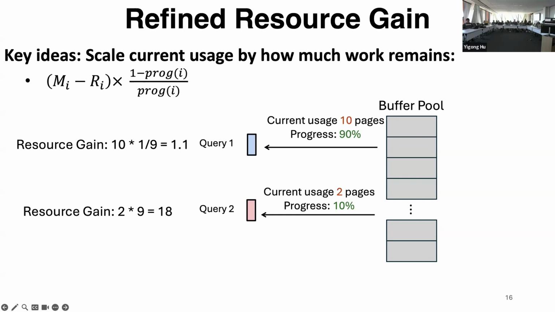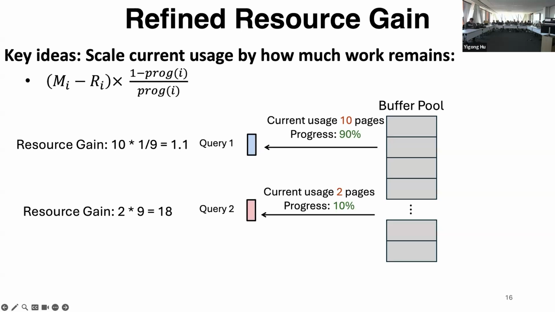So for example, in the previous case, if query one used 10 pages, but its progress is about 90%, then the resource gain is just 1.1. And if query two just started, at 10% of its progress, we will get 18 resource gain. Which means we will choose query two instead of query one.